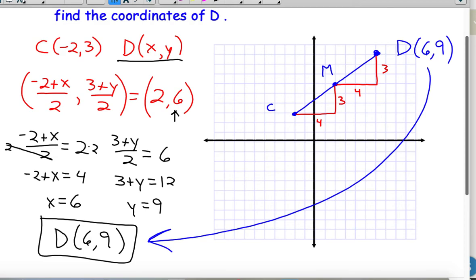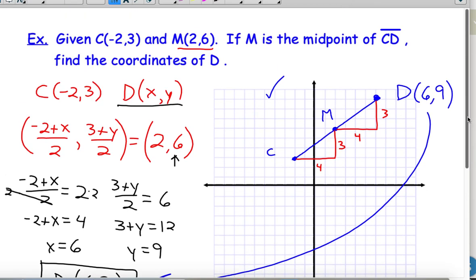Now you decide which way's better. Well, I think if you have a graph, this is a lot better, a lot easier to do. And some people might even be able to just look at the numbers. I'll give you kind of a third quick way here. You're looking at these numbers and these numbers. So first look at your x's. From negative 2 to positive 2, I would have had to add 4 there. So that means I need to add 4 more to get to D.